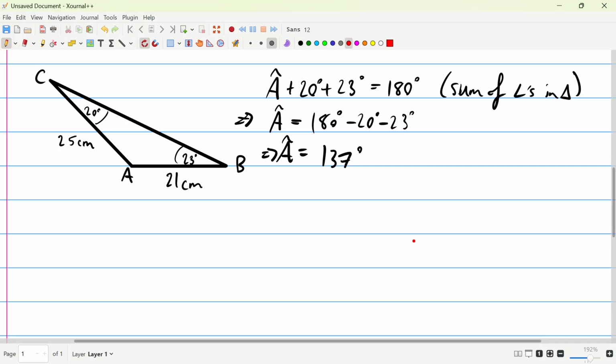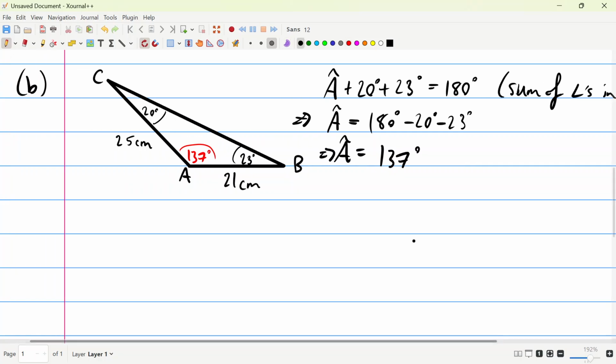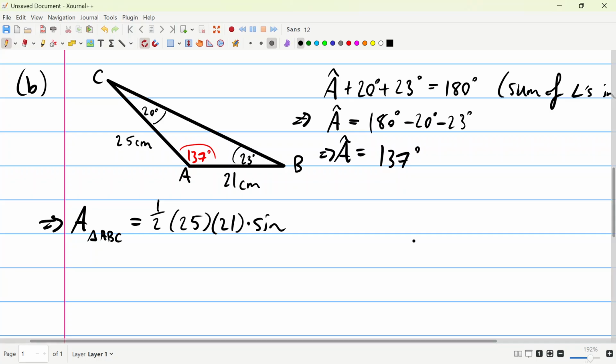Now we know what it is. It's 137 degrees. So now we can use the area rule, okay? Remember that the area rule is us saying that the area of triangle ABC is equal to a half times the two sides that we know with the angle between it. So it's going to be 25 multiplied by 21, and we're going to multiply it by the sine of the angle between the sides, which is going to be 137 degrees.